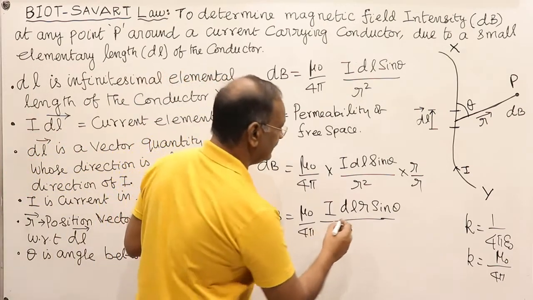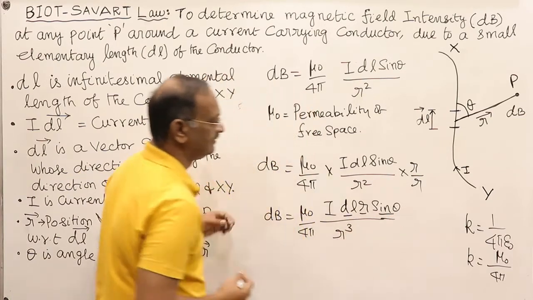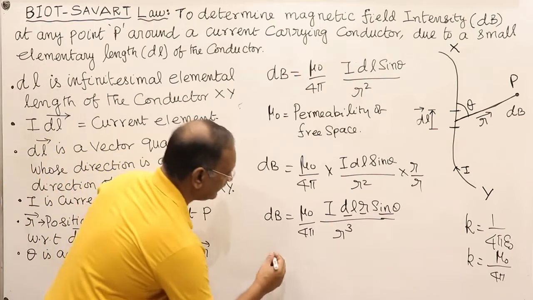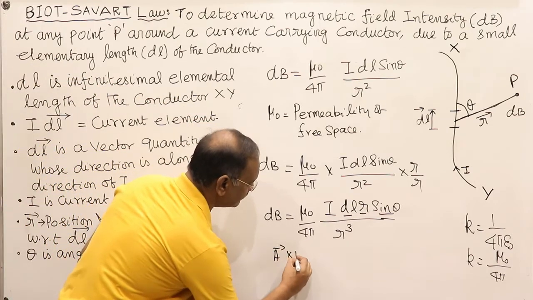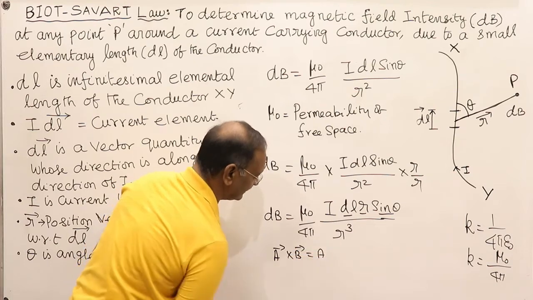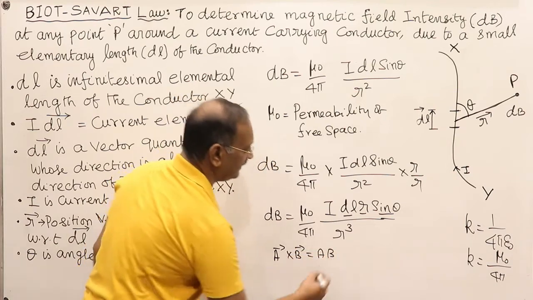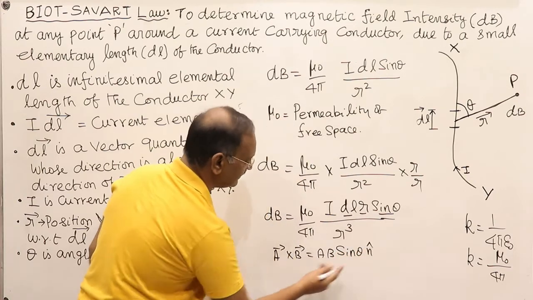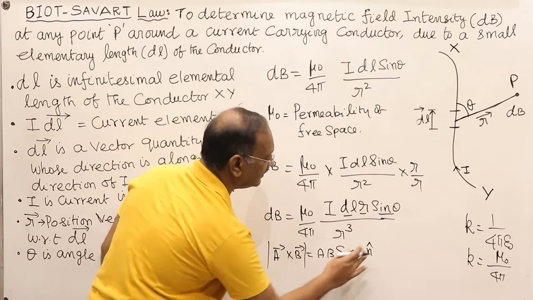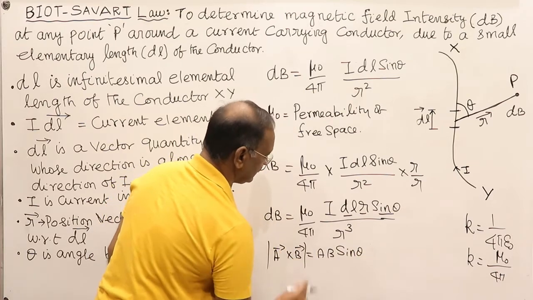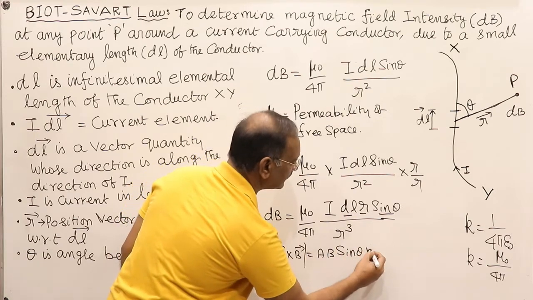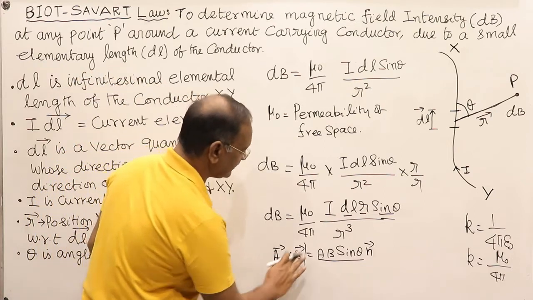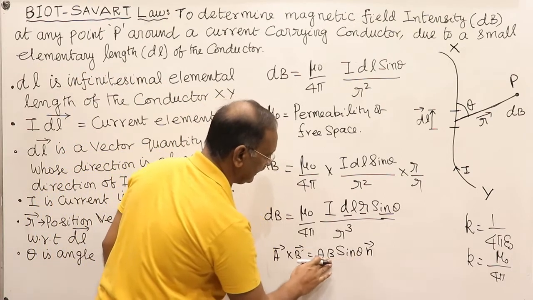So what is this? We can easily recognize this one. How can we recognize? See, A cross B is equal to magnitude of vector A into magnitude of vector B into sine of theta into the unit vector along AB. This is a vector. In scalar form, we remove this. This is the scalar form. If you remove this, the vector will be like this.